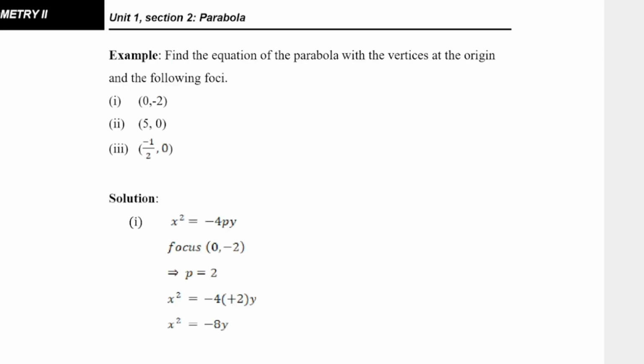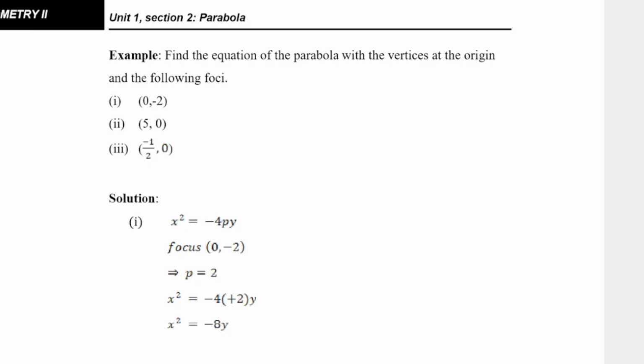So in this example, we are to find the equation of the parabola with the vertex at the origin and the following foci. So in the first example, the focus is (0, -2). So it means that if the focus is -2, then our focus is in the form (0, -p). In that case, it means that our parabola is open to the negative direction of y.